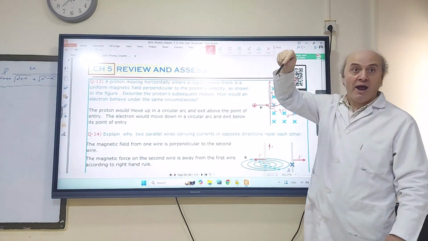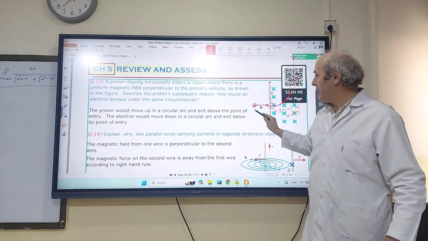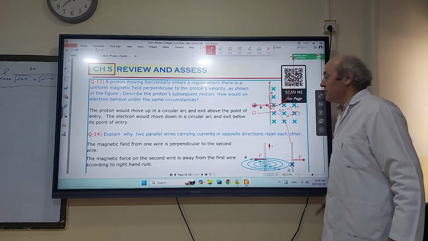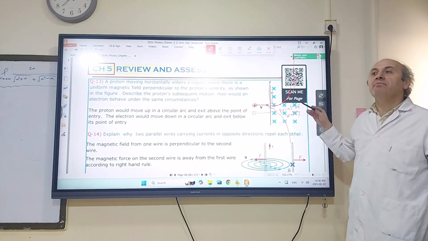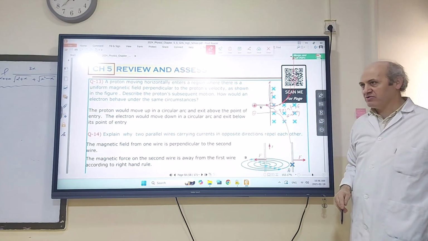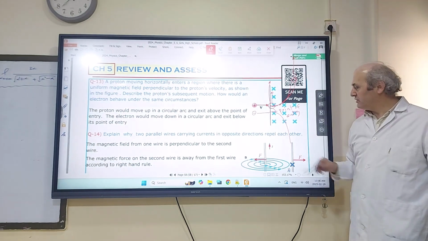But if it were an electron, it would deflect in the opposite direction. It would leave from a point below the point of entry. It will be answered in the classroom this way.